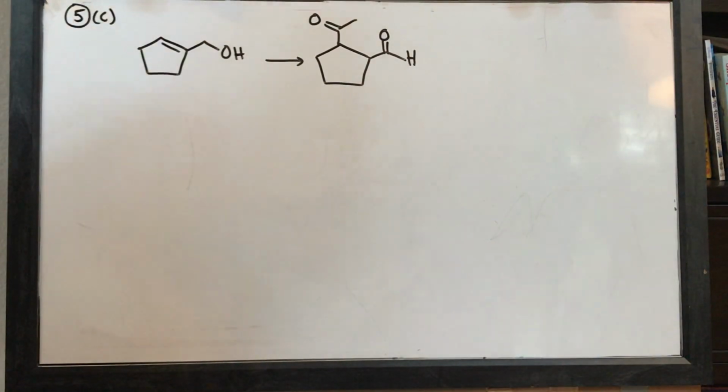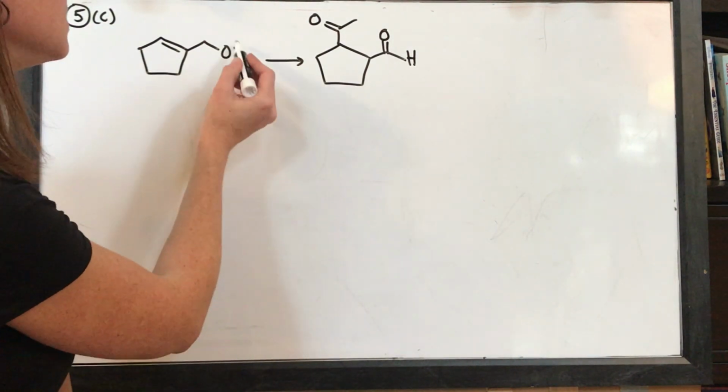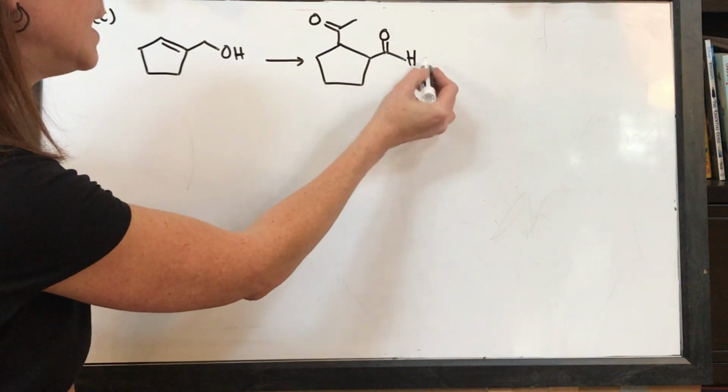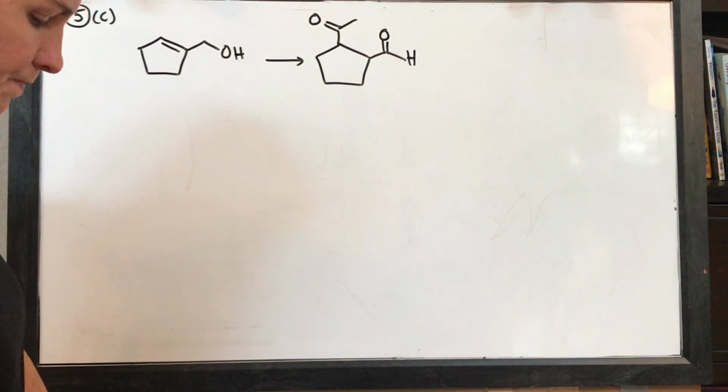Last problem of the day is problem 5C. So here's a synthesis problem where it looks like we want to do a couple things. We need to turn this alcohol into an aldehyde. We also need to add a couple carbons here and form a ketone.